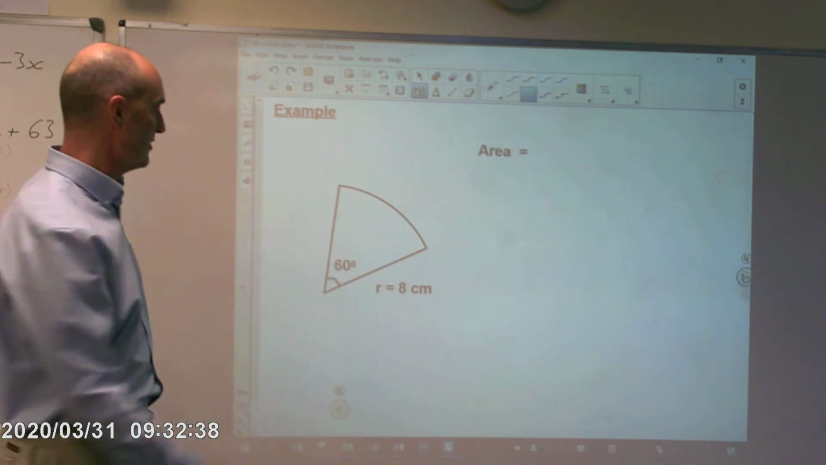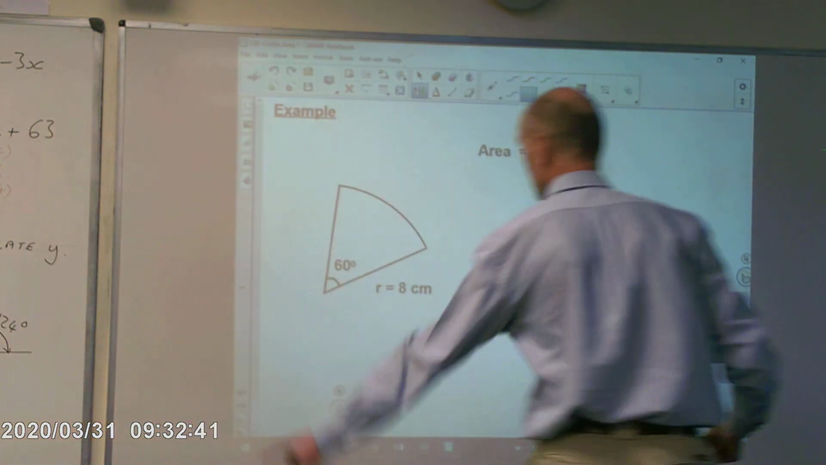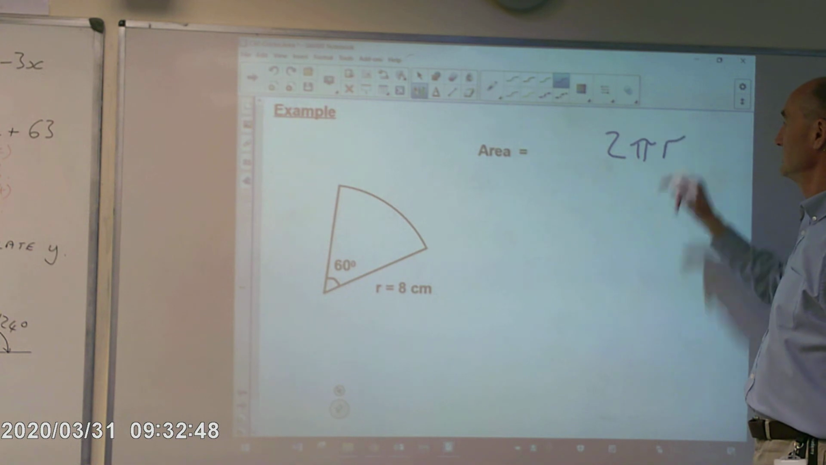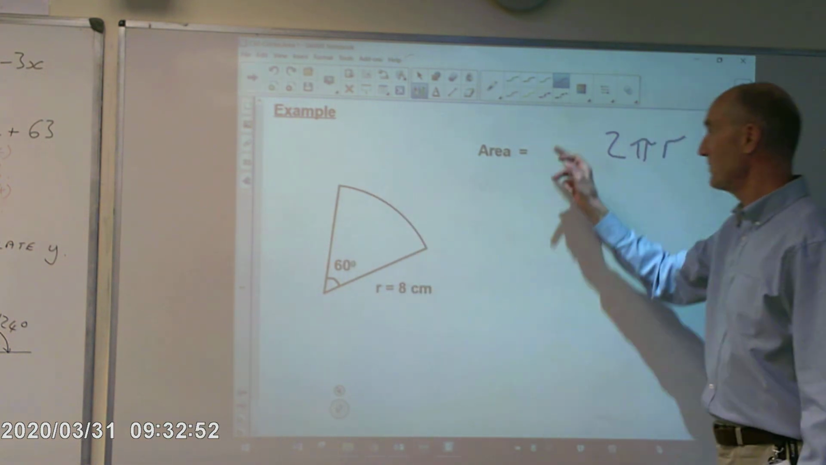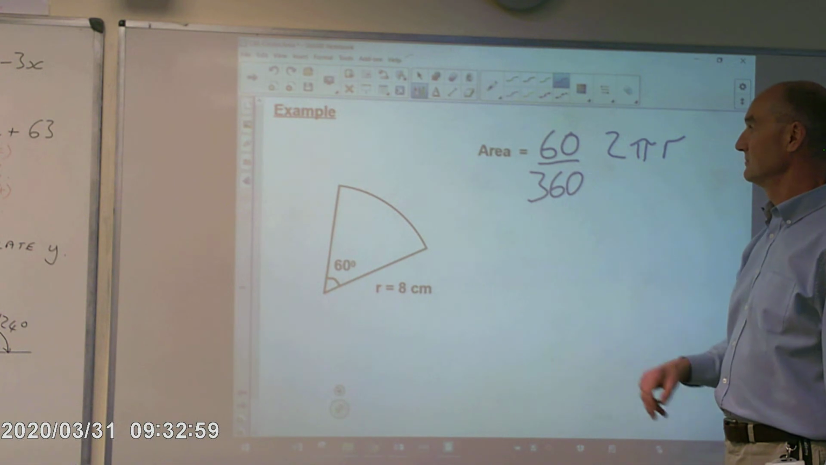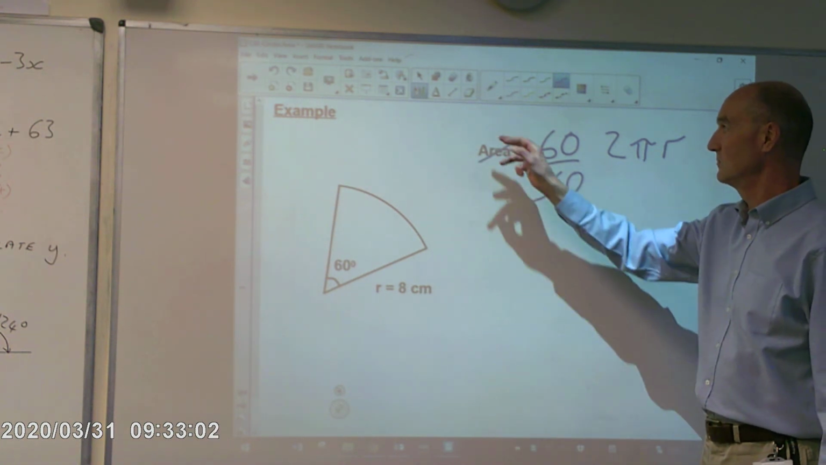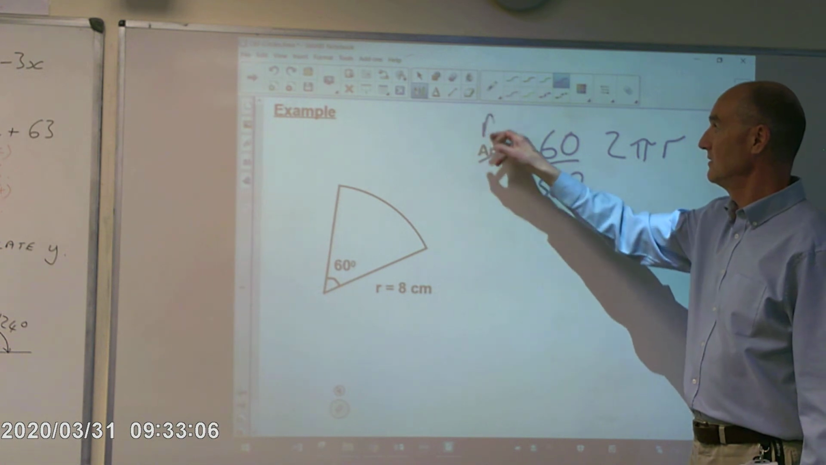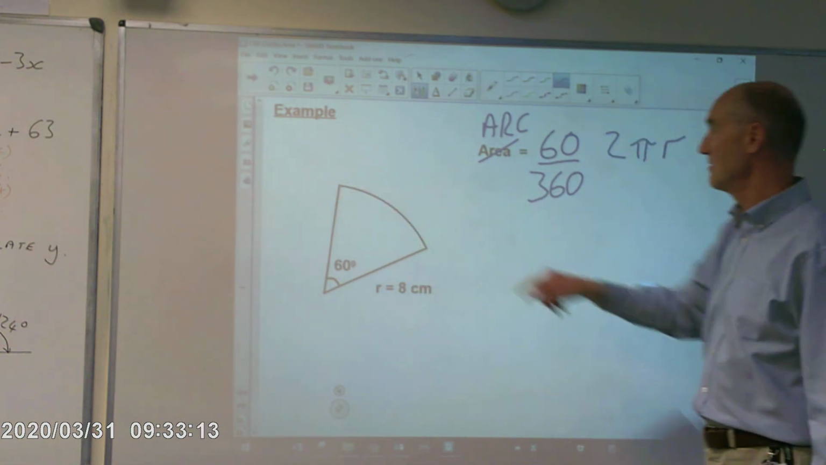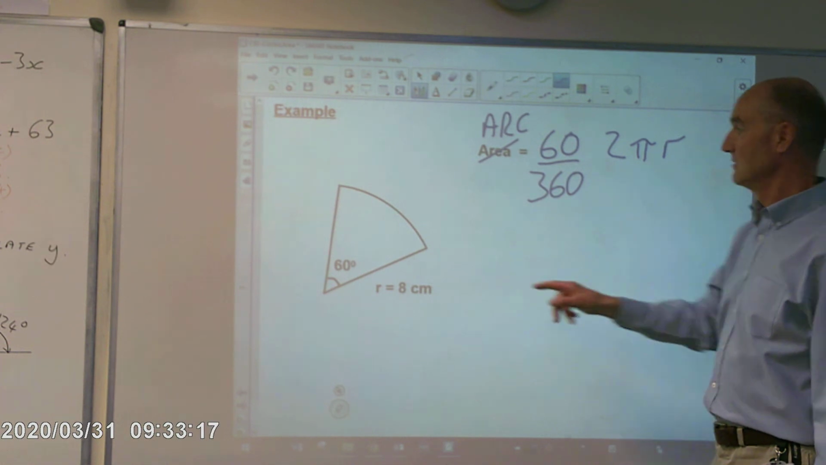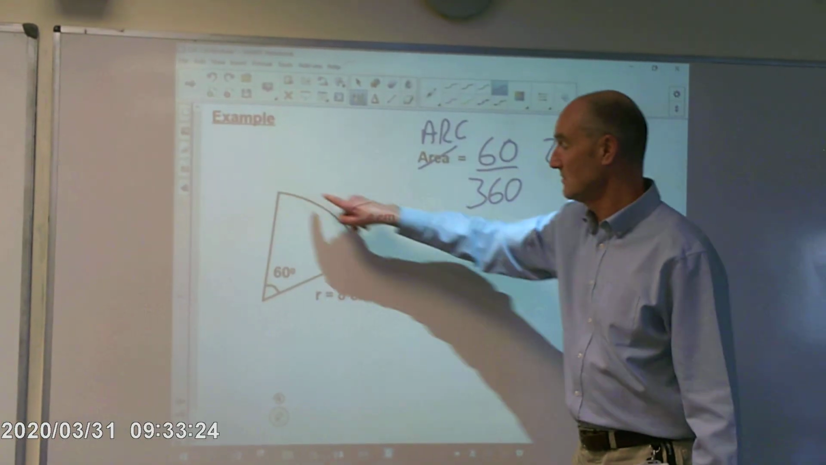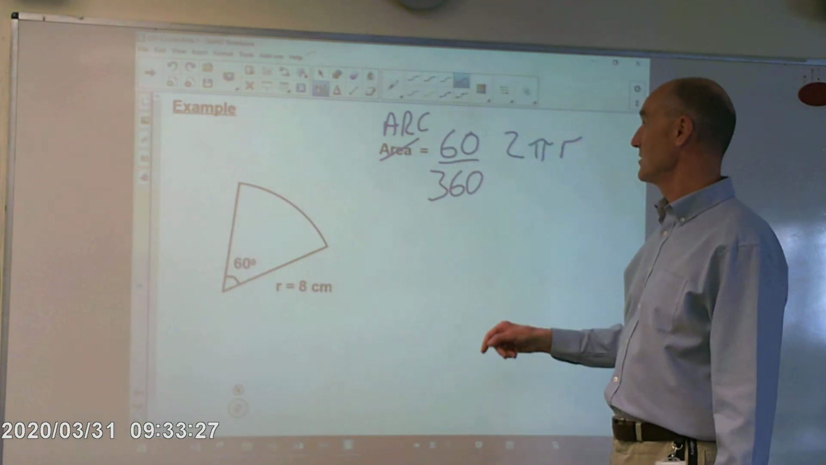Where we've only used up 60 degrees, about 360 degrees, the whole way round the whole circle would be 2 pi r. How much have we used up? We've used up 60 degrees out of our 360 degrees. And we're not looking at area today, we're looking at the moment at arc length. So that's just the length of this curved line. Okay, so that arc length, out of our 360 degrees all the way around, we've used up 60 degrees. So the fraction of the whole circumference that we've used up is 60 divided by 360.